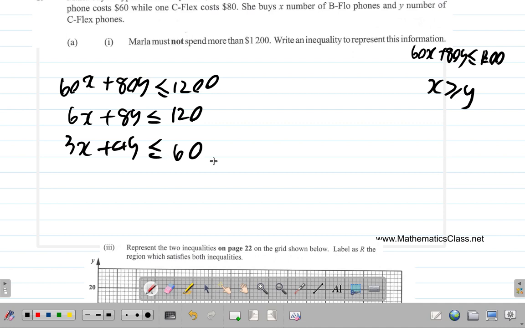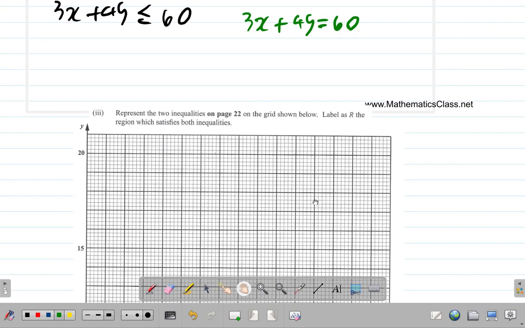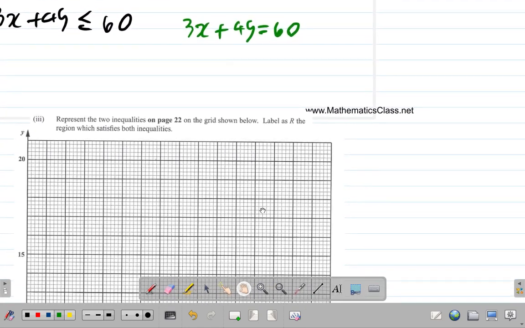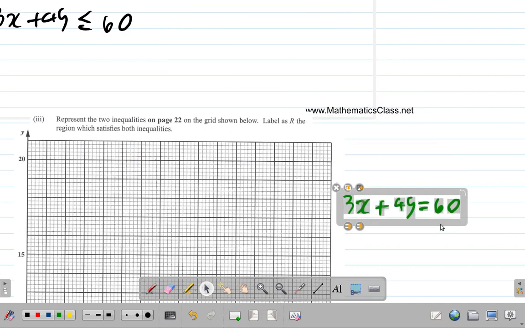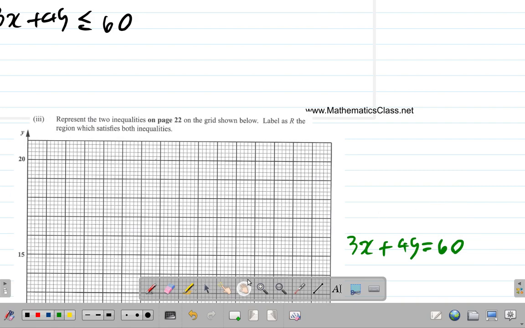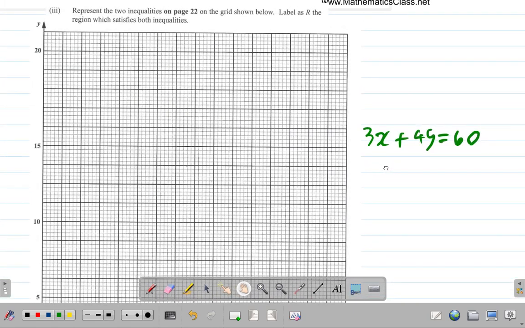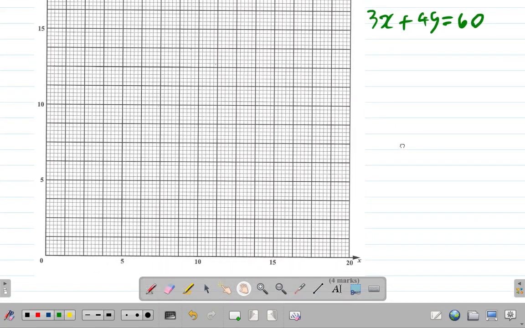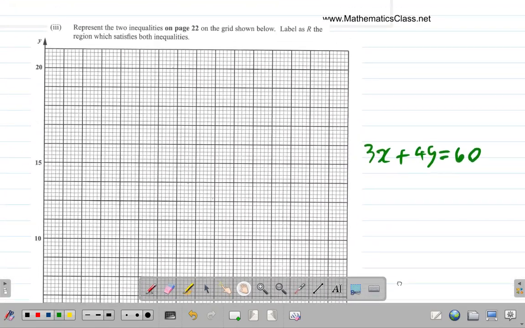Alright, good. Now, temporarily, we're going to treat it as if it's an equation. You can imagine it as an equation: 3x plus 4y equals 60. Now, what you can do is, let me move it down here closer to the graph paper. Now the 3x plus 4y equals 60. Suppose you say when x equals 0, what is y?